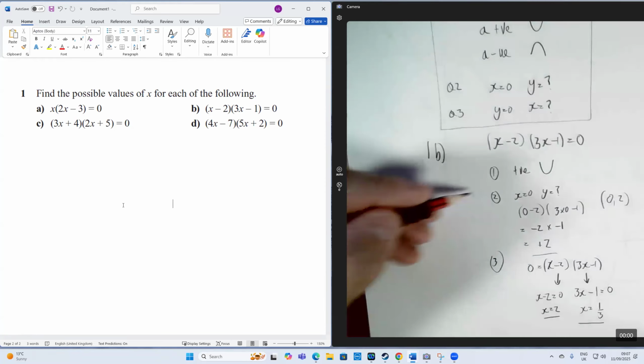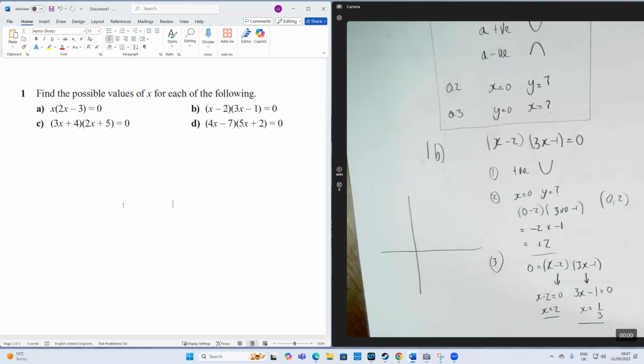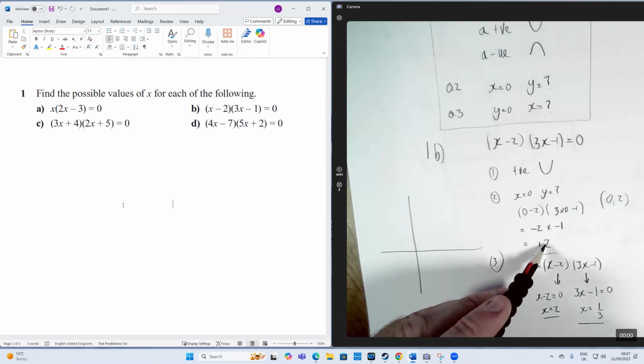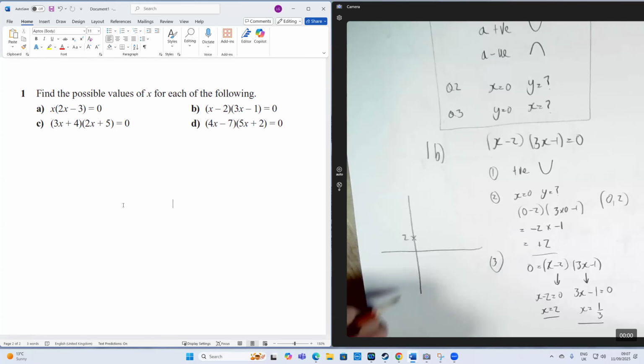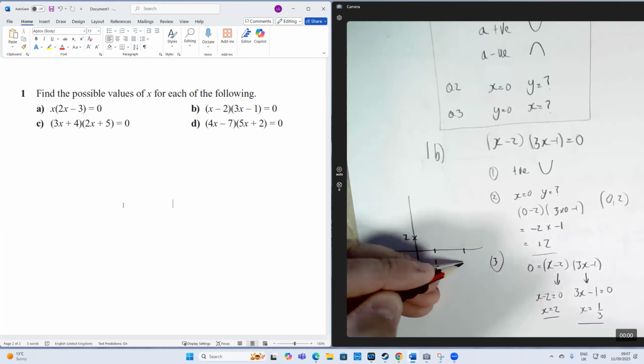So we can bring these three pieces of information together to sketch our quadratic. Number one, it's a smiley one. It crosses the y-axis at (0, 2), and it crosses the x-axis at the points 1/3 and 2.